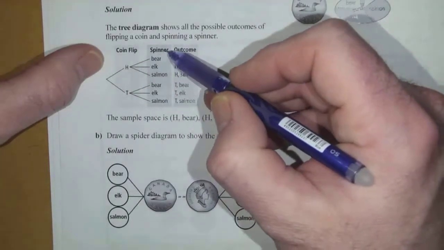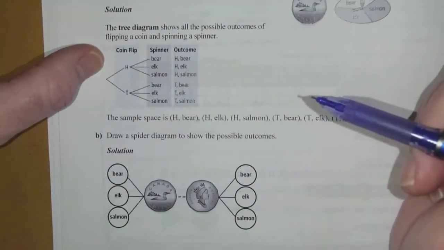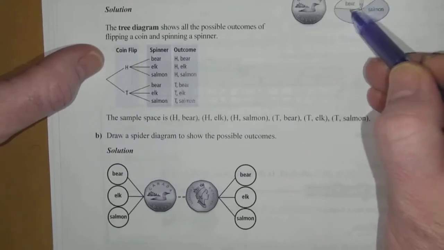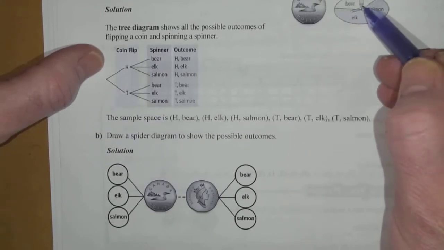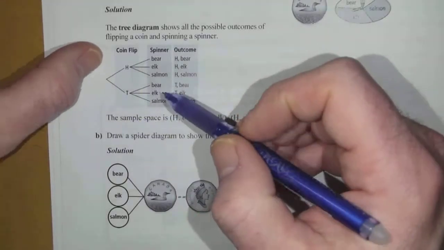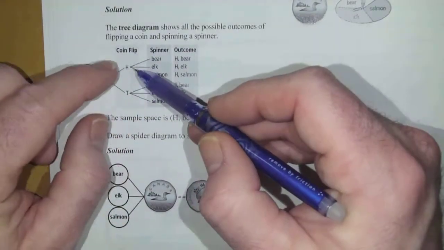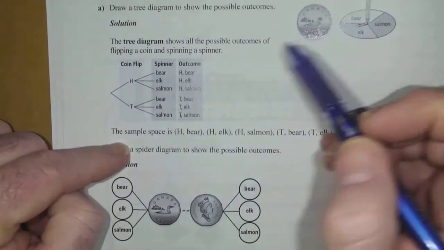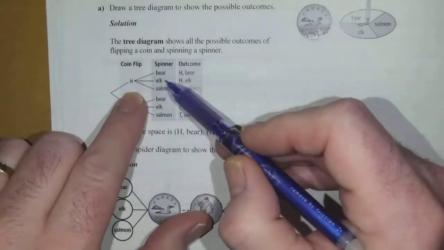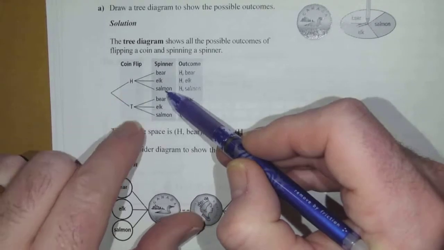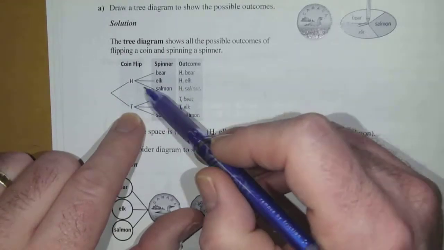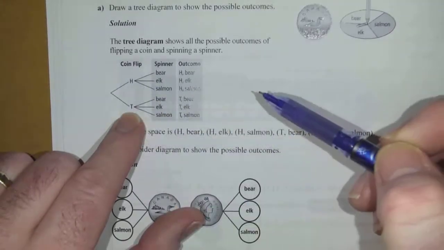And then the next column is the spinner. Now, on this spinner we've got elk, salmon, and bear, so there's 3 possible outcomes on the spinner. So with each item that's under the coin flip, we need to list all 3 of the spinner outcomes. So for heads we've got bear, elk, salmon, and then for tails we've got bear, elk, salmon. And then we can join these with lines to show the different branches.